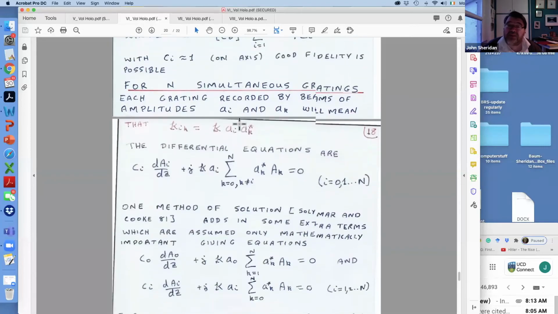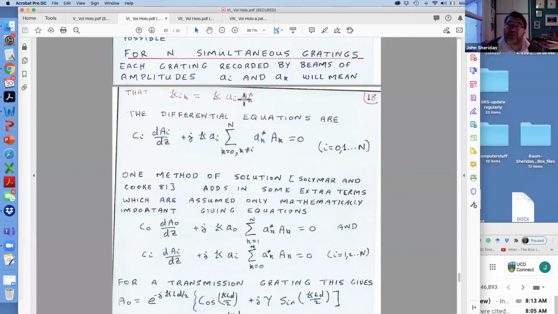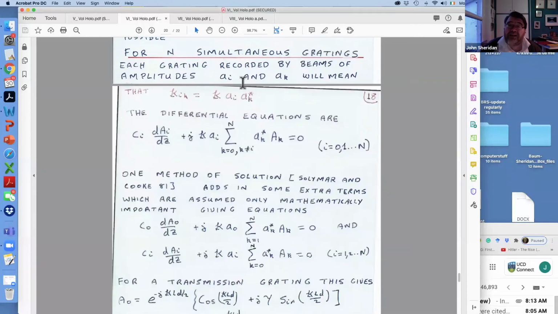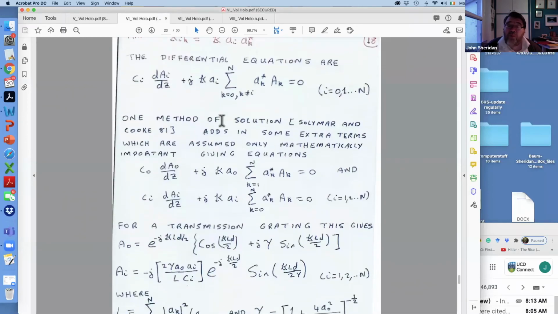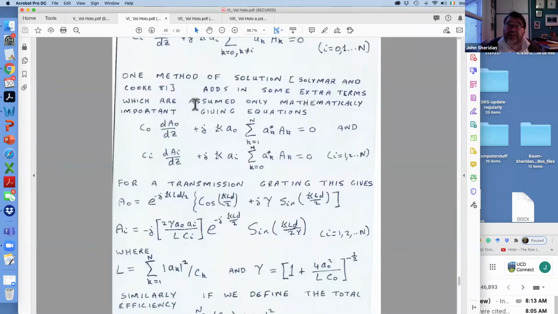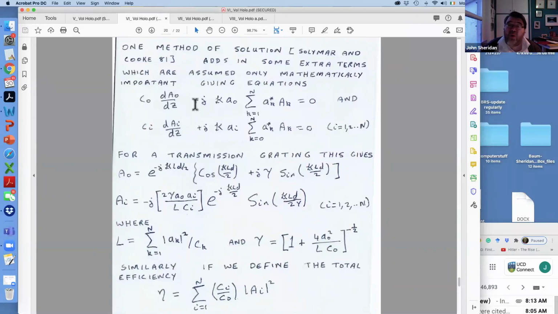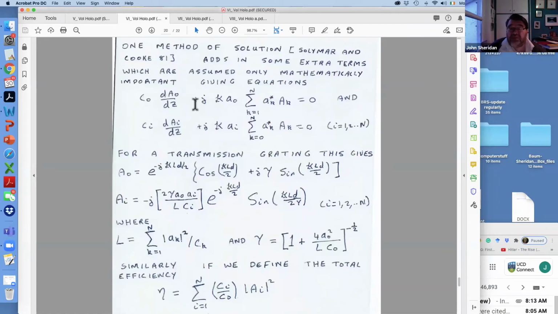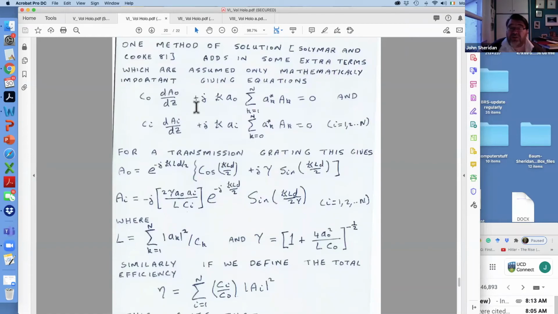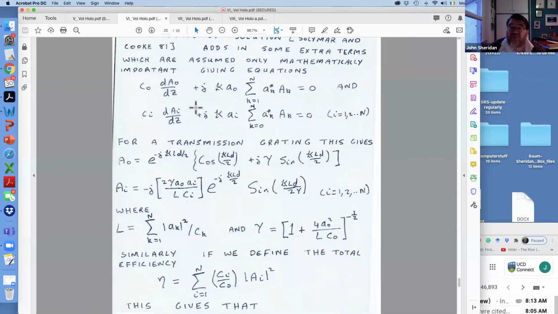For N simultaneous gratings, each grating recorded by beams of amplitude A1 and A_k, this will mean that your kappa_k is given by this product between these two, and the differential equations are given by this, and we've got our fields associated with the beams appearing here in these coupled equations. One method of solution is Solomon-Cook, which adds in some extra terms which are assumed only mathematically important. You can set them to 0 later, but you do it so as to make the forms symmetric so that you can find solutions.